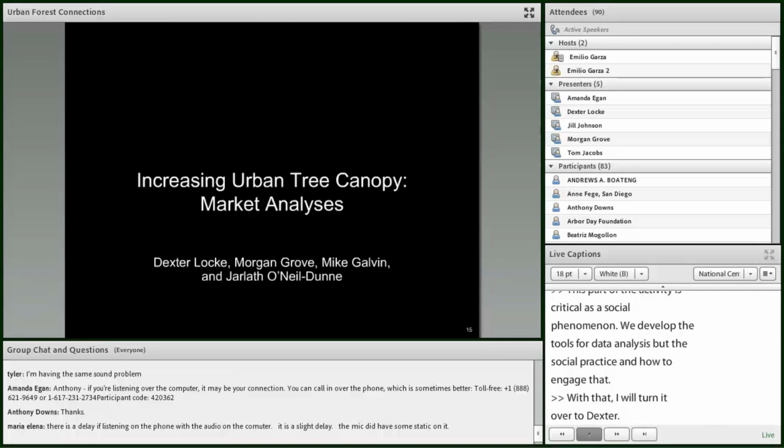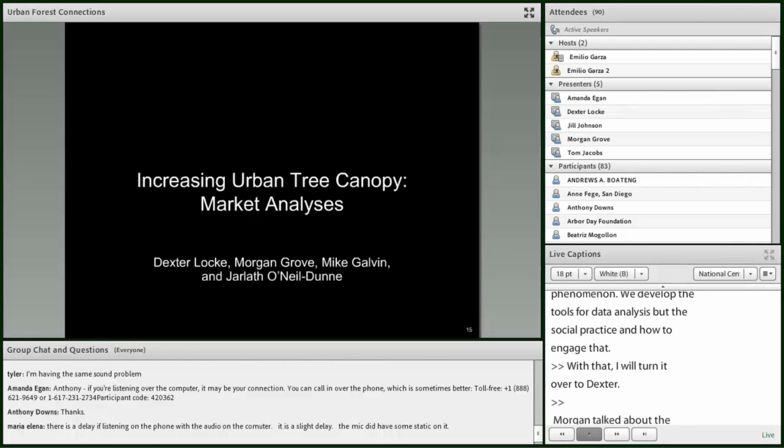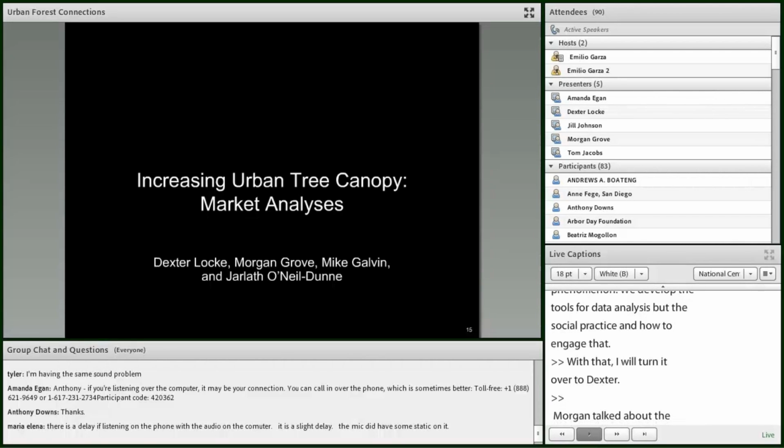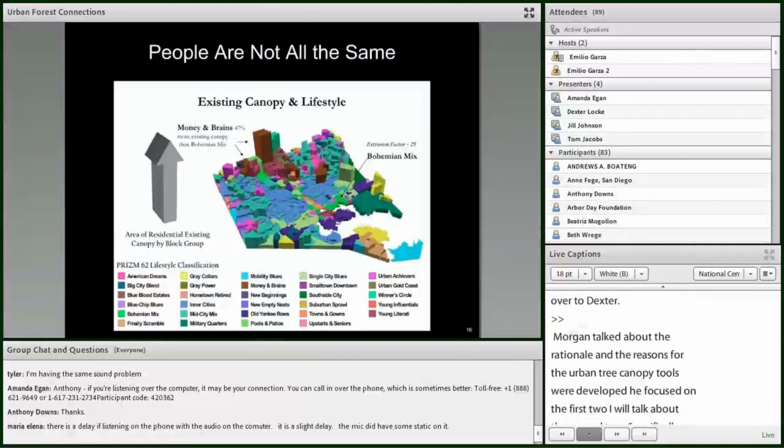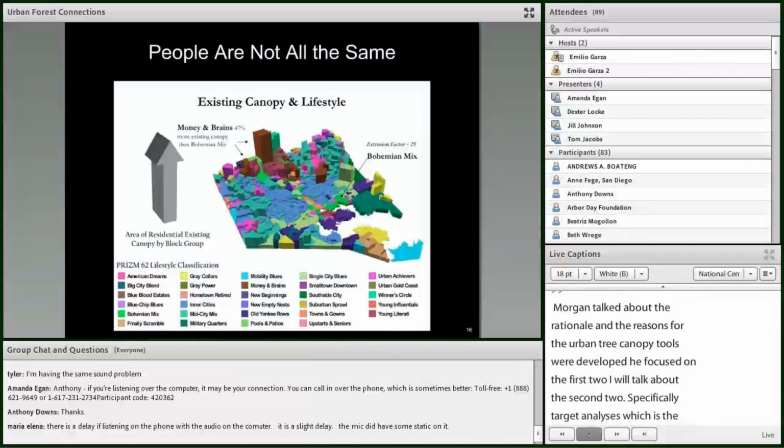Great. So Morgan just talked about the rationale and the reasons why the Urban Tree Canopy tools were developed, and the suite of tools that he focused on were the first two. And I'm going to talk about the second two, and specifically market analyses, which is the third component. Some research, also in Baltimore, looked at the existing tree canopy and market segments.